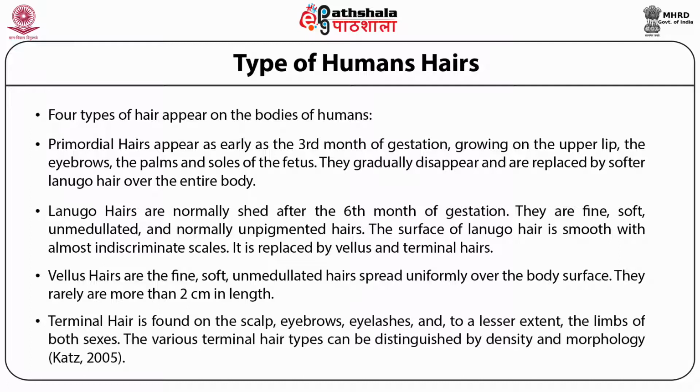Terminal hair is found on the scalp, eyebrows, eyelashes, and to a lesser extent, the limbs of both sexes. Puberty is accompanied by pubic and axillary hair growth, such as hair of the face, chest, back, arms, and legs. The various terminal hair types can be distinguished by density and morphology.